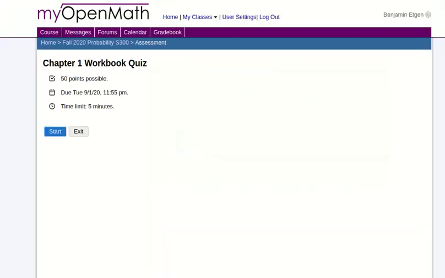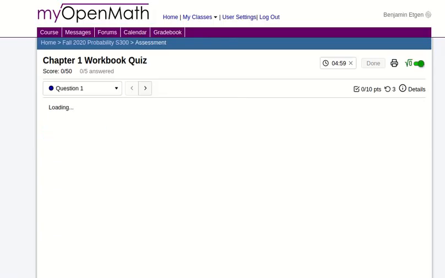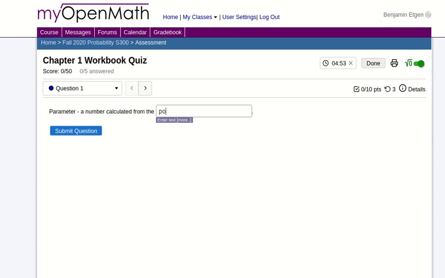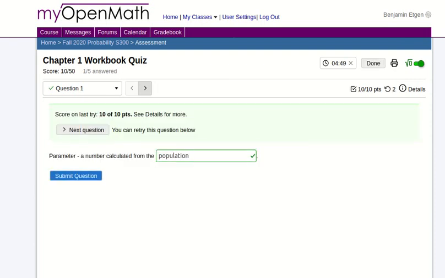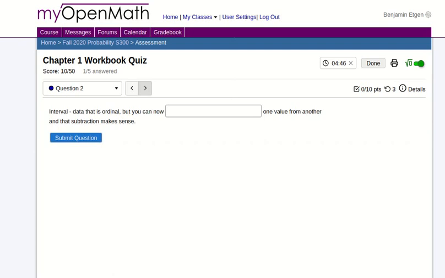So the workbook quiz will ask you some questions. Let me show you what that looks like in this case. Ooh, there's going to be a timer. I've only got 5 minutes. So the parameter is a number calculated from the population. So I submit this and it says, yep, that's correct. And the timer's still going. I've got 4 minutes and 46 seconds.